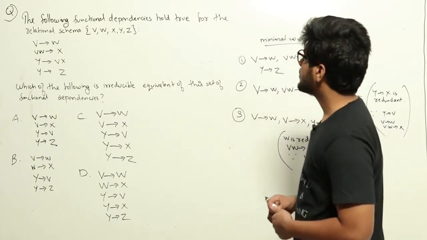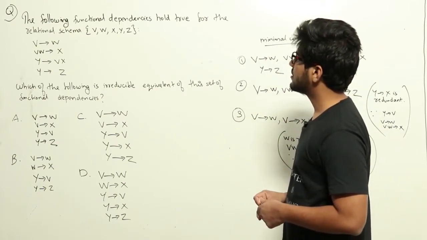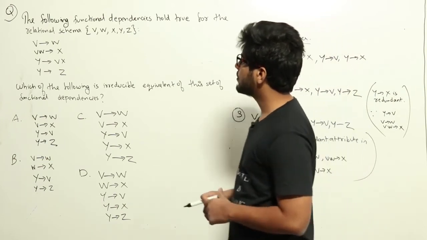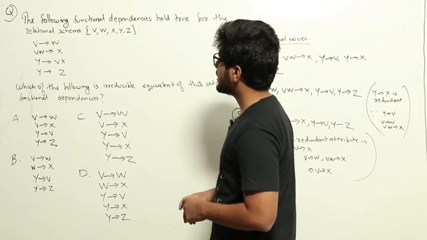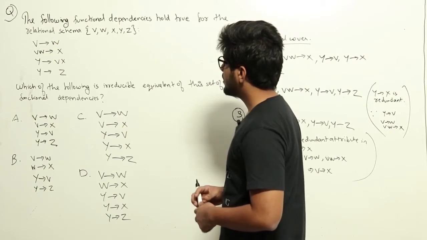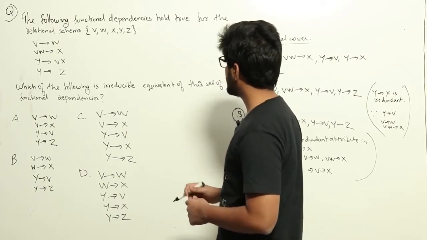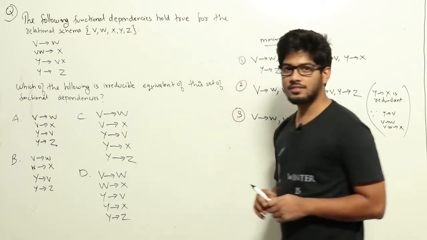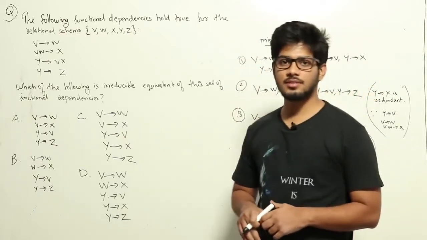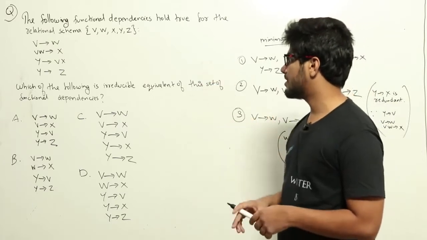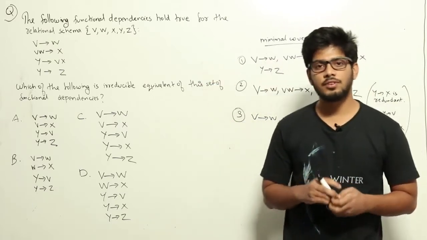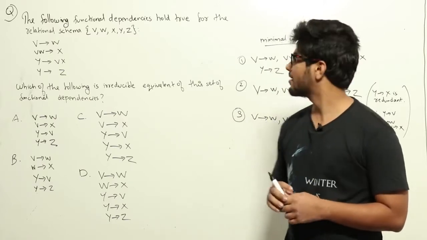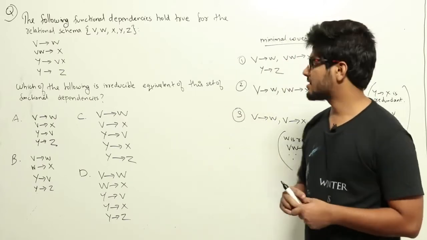The following functional dependencies hold true for the relational schema R(V, W, X, Y, Z). V gives W, VW gives X, Y gives VX, Y gives Z. Which of the following is the irreducible equivalent of this set of functional dependencies? So this is a question from database management systems. They are asking us about functional dependencies. If you don't understand what functional dependencies are, please refer to the video lectures for this topic so that you will gain a better understanding.